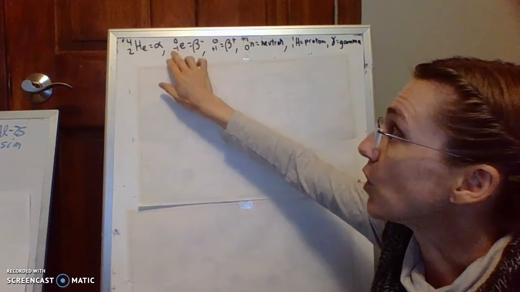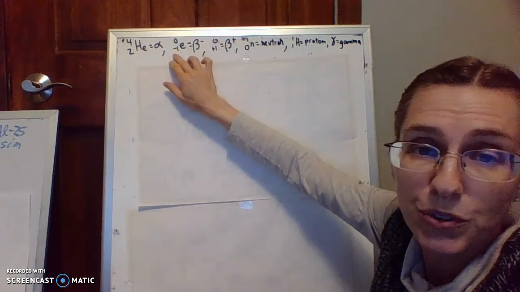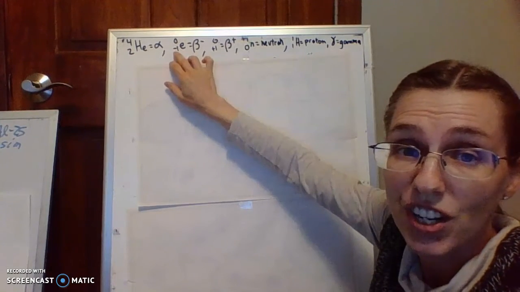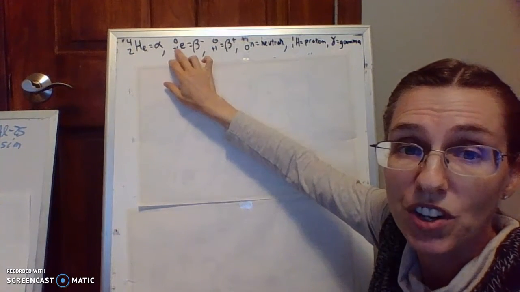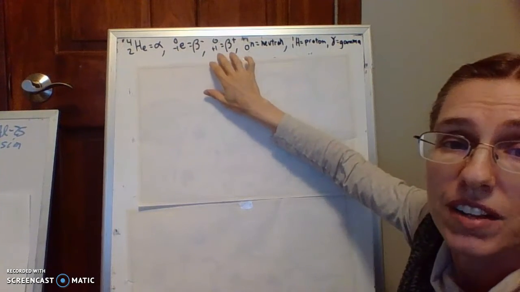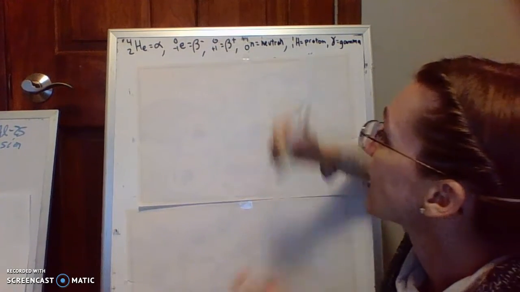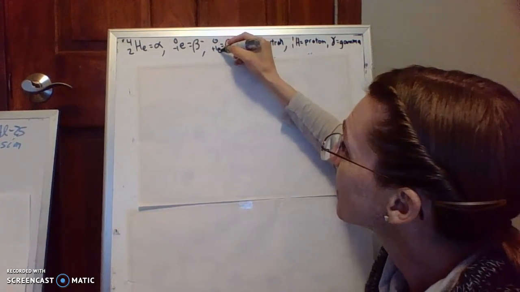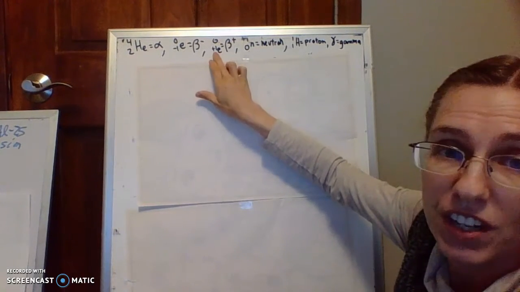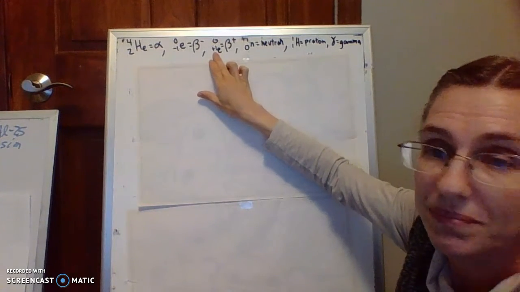Remember, the lower number for nuclear chemistry doesn't just represent the atomic number, it also represents the charge. So because the electron is -1 charge, we have the -1 here. Now we have positrons, which are just like the electrons. So we give it a little e there, but they've got a positive charge instead of the negative charge.